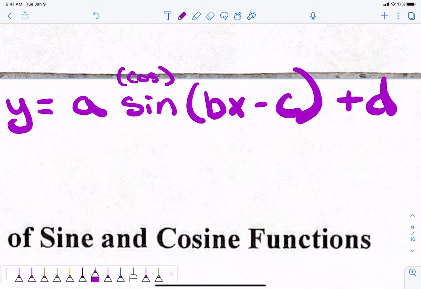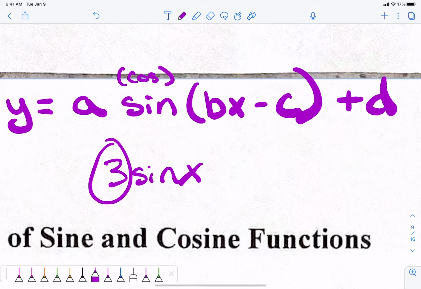Anytime we graph a sine function, you will have any one of those elements: a, b, c, or d. Sometimes you'll only have something like 3 sine of x. In that case, you only have an a value.